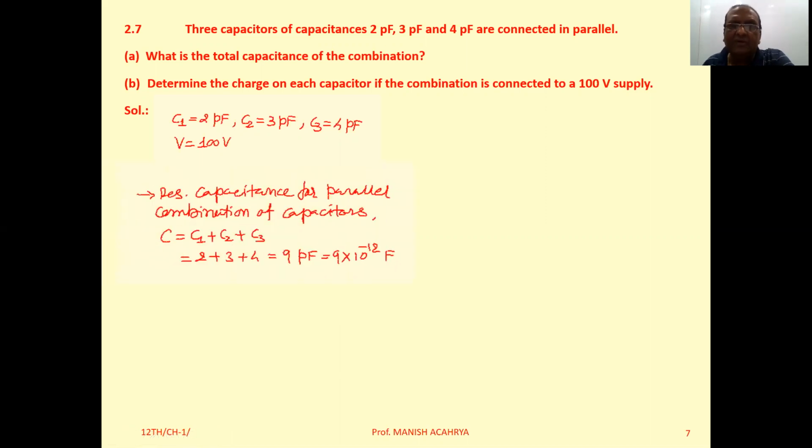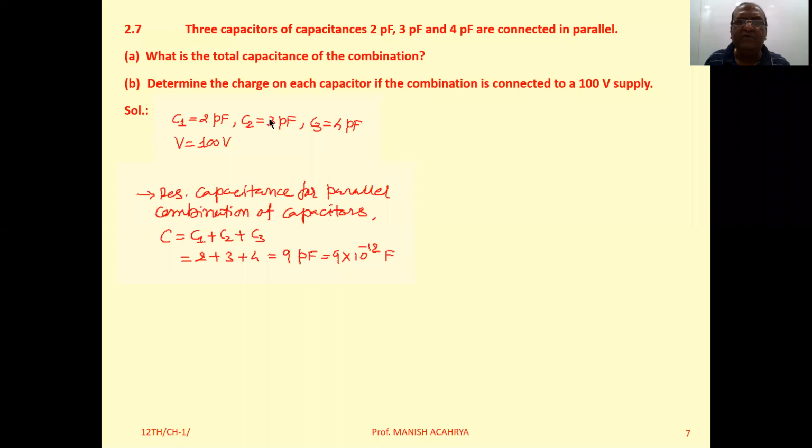Now in parallel combination of capacitors, we know the resultant or equivalent capacitance is given by C1 plus C2 plus C3. So C equal to C1 plus C2 plus C3, that is equal to 2 plus 3 plus 4. So that is 9 picofarad, that is 9 into 10 raised to minus 12 farad. Clear?